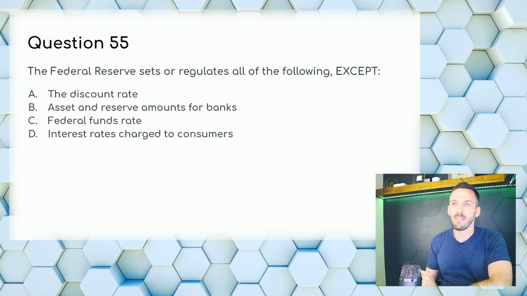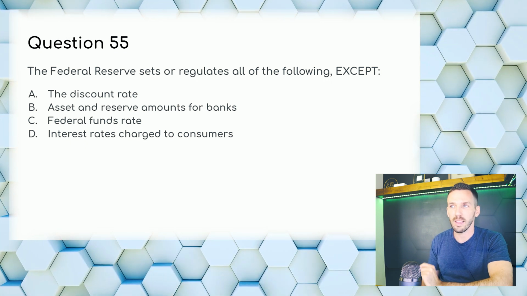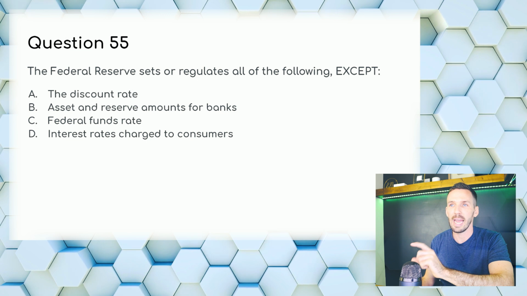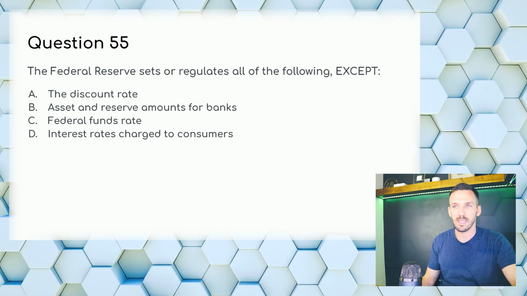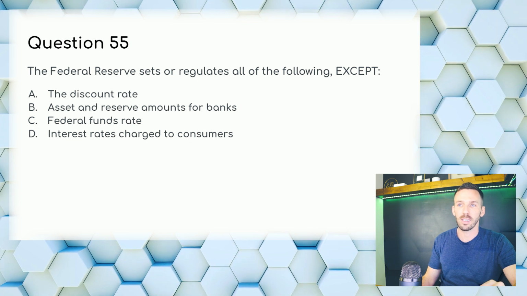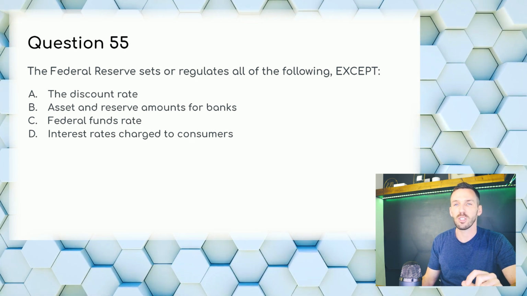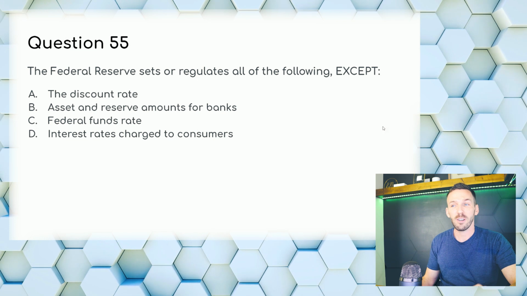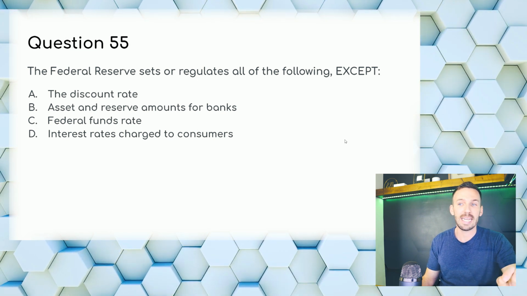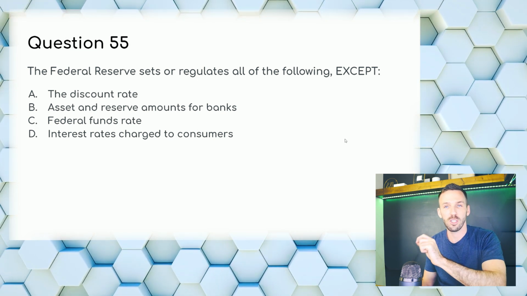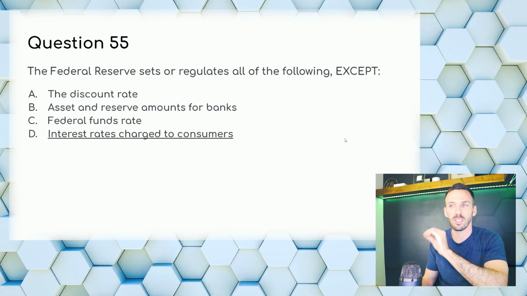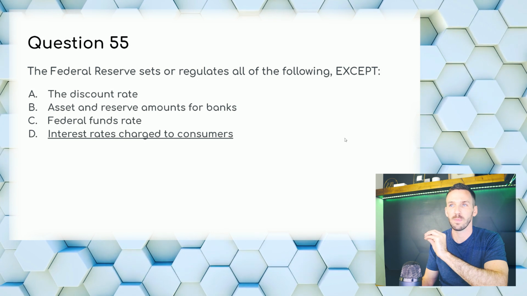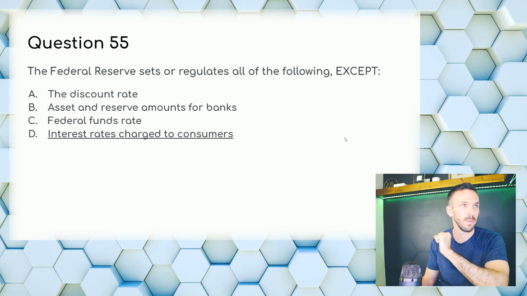Question 55. The Federal Reserve sets or regulates all of the following except A, the discount rate, B, assets and reserve amounts for banks, C, federal funds rate, or D, interest rates charged to consumers. So the Federal Reserve sets rates charged to banks, not the rates charged to consumers. So the answer here is D, interest rates charged to consumers.